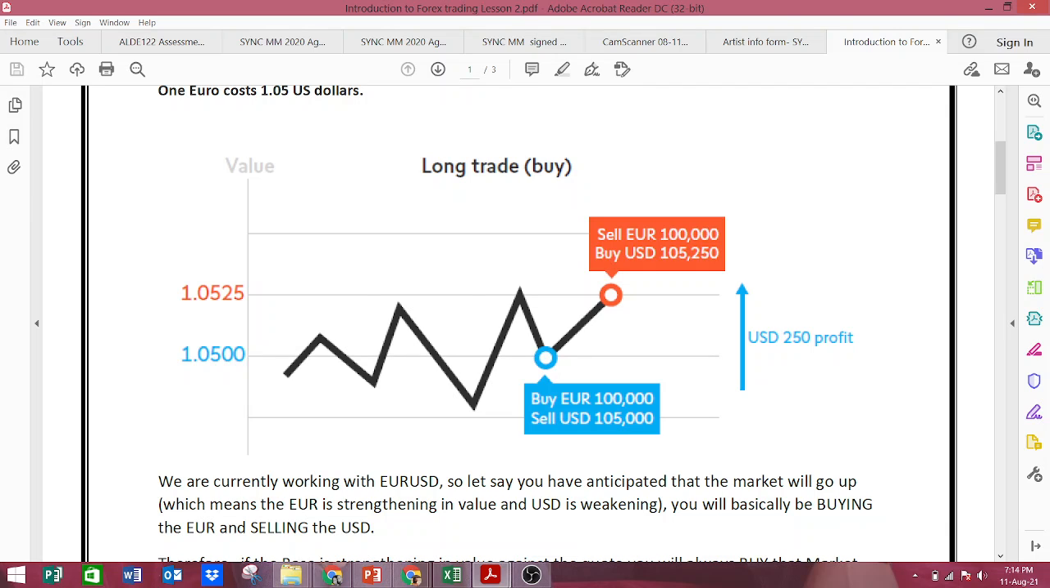And then the orange part, which is the 1.0525 level, is the closing price, meaning that now you are anticipating that the market from here will be going down. So when we close the market here, we are basically selling the euro and buying the USD, because we are anticipating that the euro will be weakening and the USD will be gaining more strength in value.